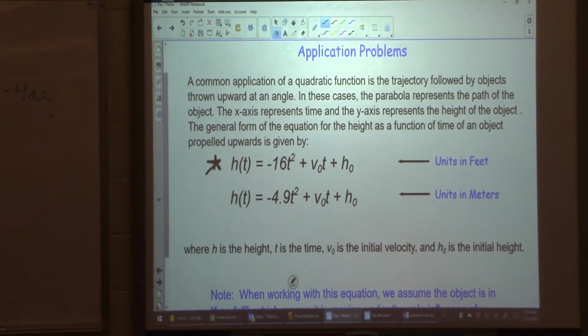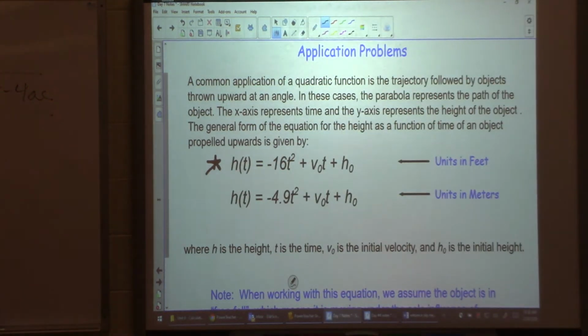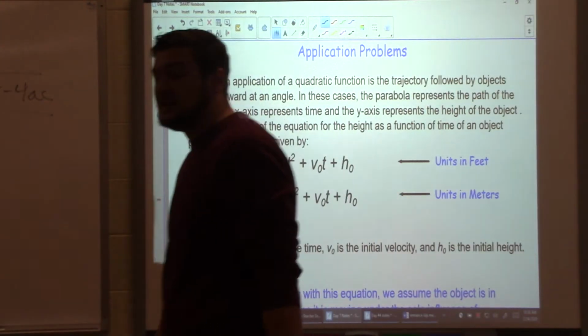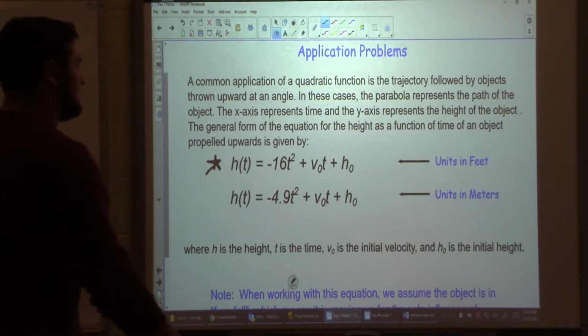Does anyone know what that negative 16 stands for? Any guess? You probably don't understand what it means yet. But it does deal with trajectory, right? If I throw a ball, it makes a parabola, which is a quadratic. But what is acting on that ball the whole way? Gravity. That negative 16 is negative 16 feet per second squared. That's our gravity. That's how much it pulls on that ball or that rocket or someone jumping.